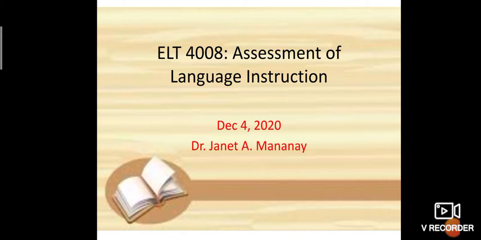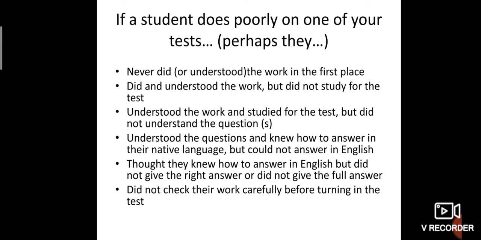This is December 4. We have talked about the 4 approaches to language testing, and we moved on to authentic assessment last meeting. But I'd like to look into the following scenario. If a student does poorly on one of your tests, perhaps they did not understand, or never did the work in the first place. Perhaps they did the work and understood it, but did not study for the test. Or maybe they understood the work and studied for the test, but did not understand the question or the questions. That is possible, right?